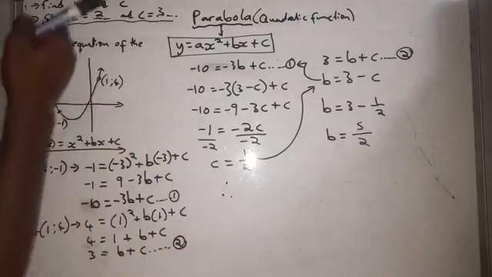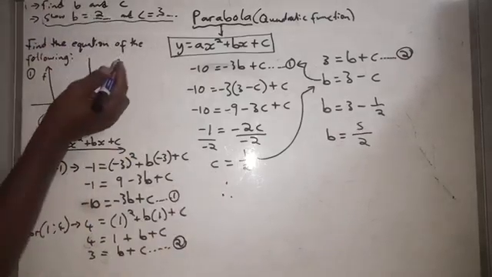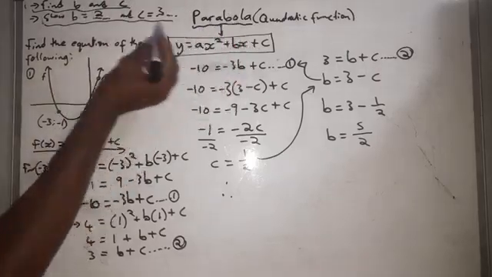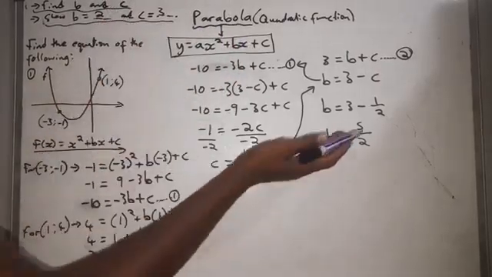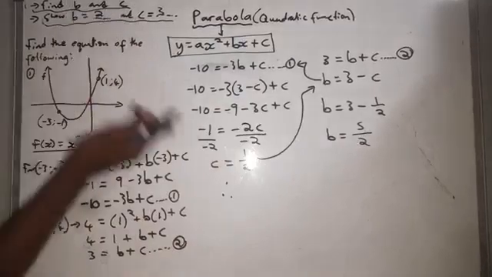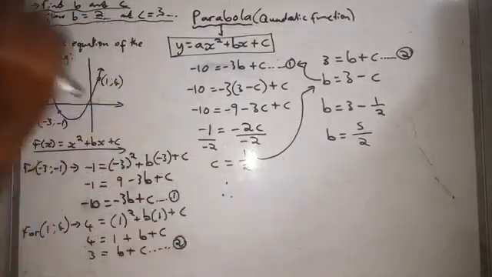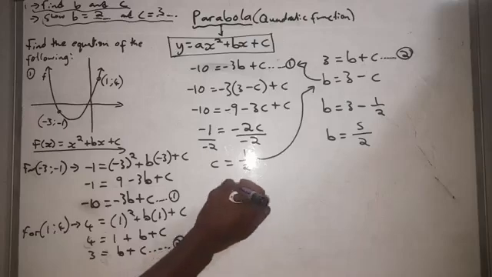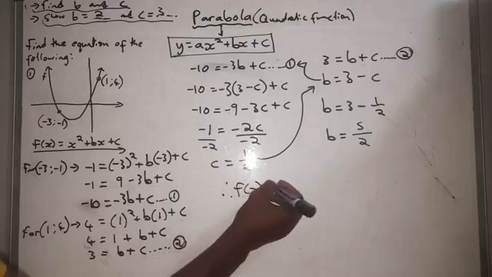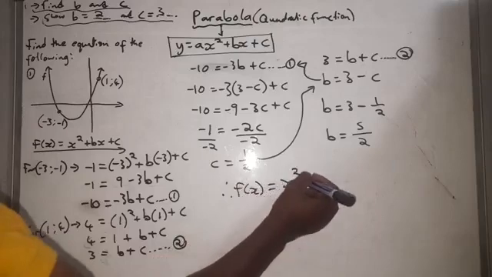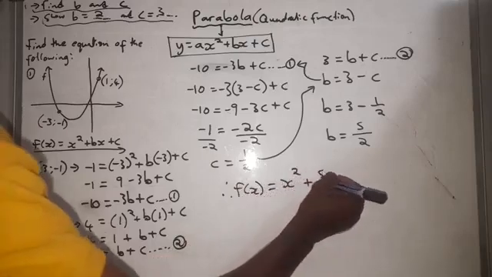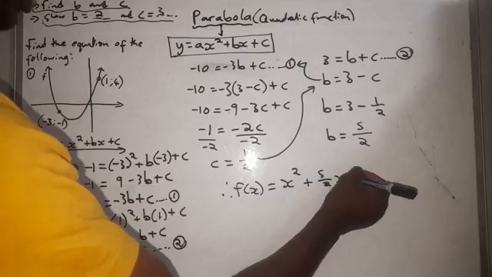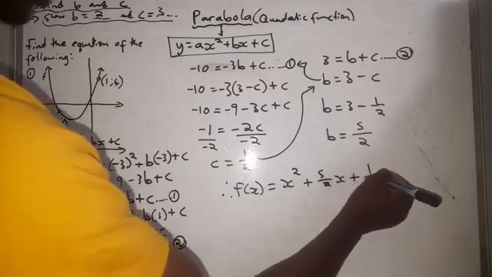Therefore, to answer the question, find the equation of the following. For this sort of question, you were done. Your b was 5 over 2, your c was this. But I encourage you to always find the equation. So the equation is f of x equals x squared plus 5 over 2 x, then plus c, which is 1 over 2.